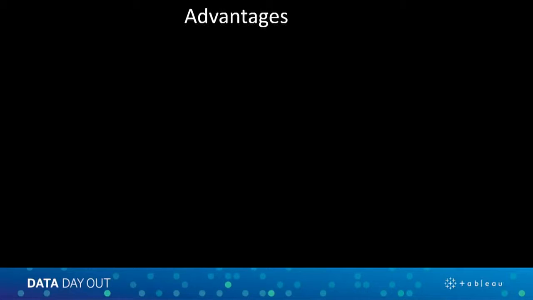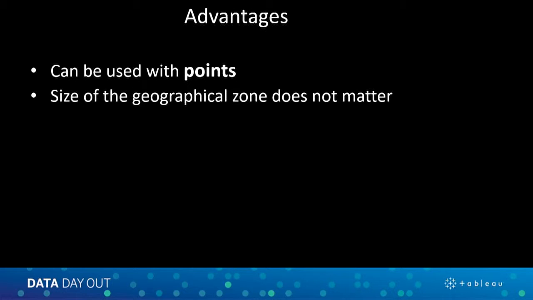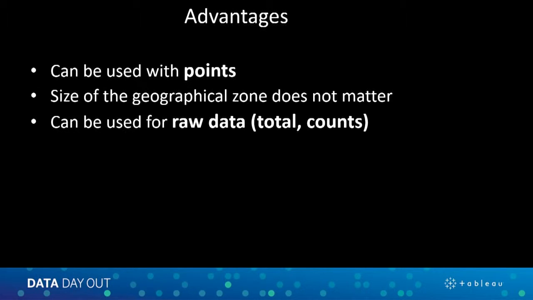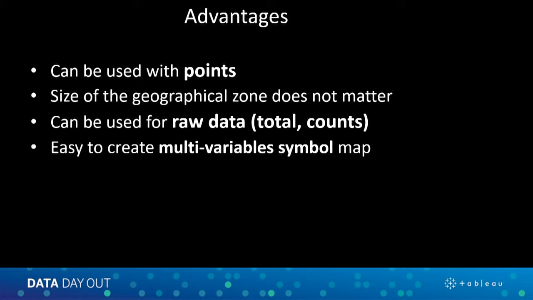So this symbol map has a number of advantages. First one, as we said, is that it can be used for points, so you don't need to have a surface. Next one, it doesn't matter what the size is. So even if something is super small, because you have a dot, maybe the dot will be big because the measure is big. It can be used for raw data, so you don't have to normalize your data. You can just put a number of incidents, for instance. And last one, it's very easy to create multiple variables. Yes, because basically we can put together things like shape, the size, as well as the color.